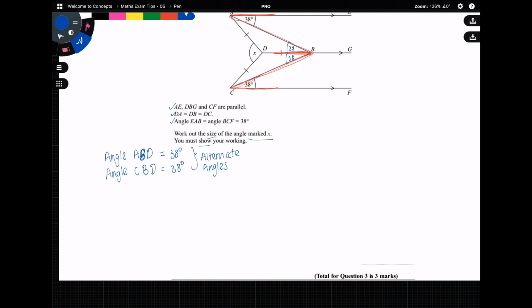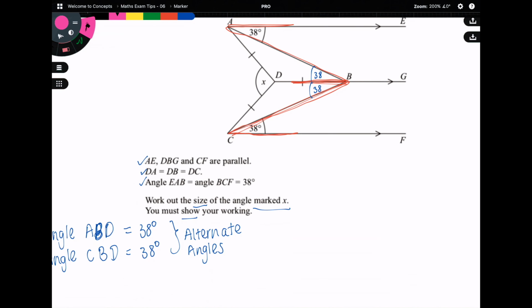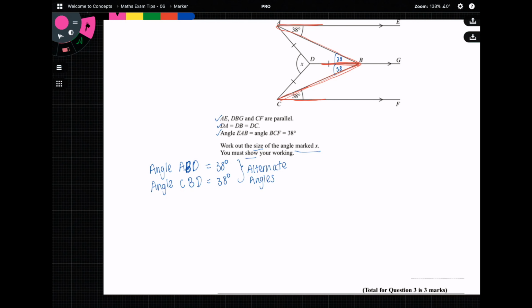Now looking at this triangle, so let me just show you the triangle in pink. So both these triangles, so if I was to just focus on this triangle here, and it's isosceles, that means all the angles in a triangle add up to 180. So I've noted that down. And now I'm going to write it down, tell the examiner that, just write it there as well.